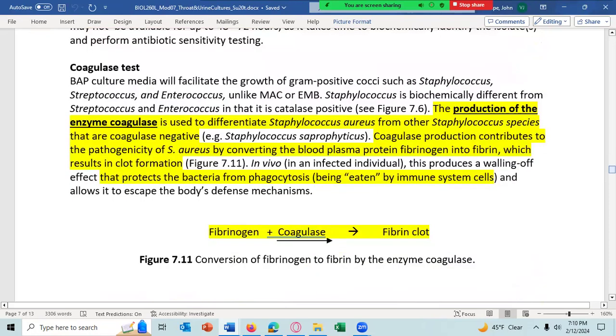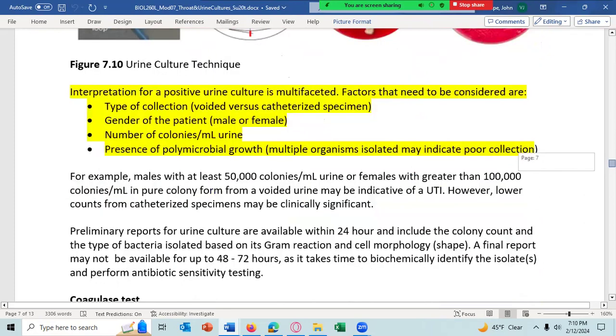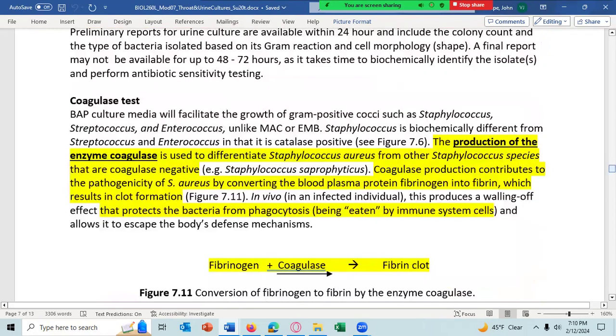All right, so once we have the bacteria growing on either the blood agar or the MacConkey agar or both, we then do some biochemical tests to try and identify the species. We take a look at the presence of coagulase. This enzyme is found in Staphylococcus aureus, and Staphylococcus aureus has coagulase. The other members of the Staphylococcus species are coagulase negative.